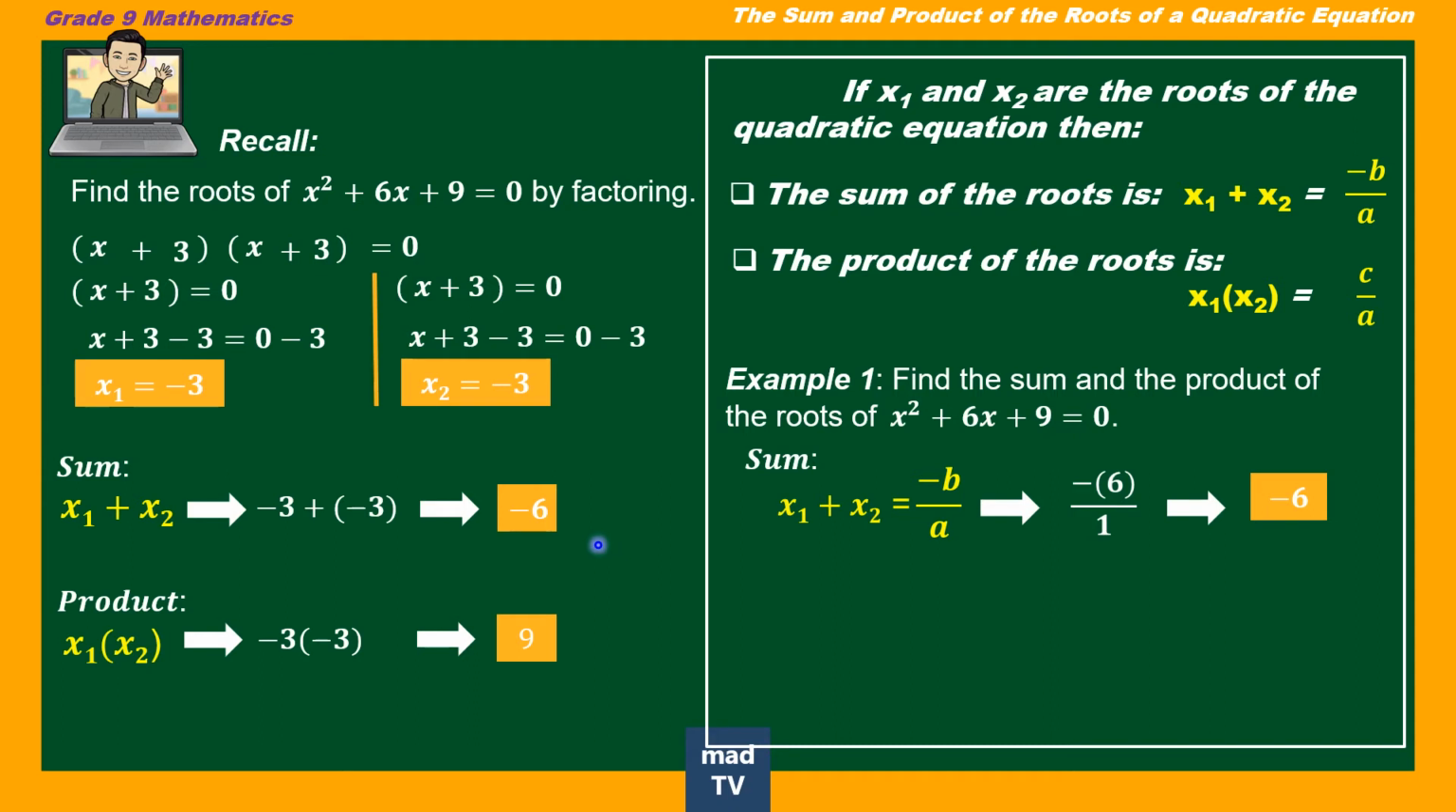Tama ba doon? Oo, tama. Ano? So, using the product formula, that is x sub 1 times x sub 2 is equal to c divided by a. So, what is our c? Ang c natin is 9. Ang a natin ay 1. And what is 9 divided by 1? That is 9. So, parehas lang. So, mas mabilis ito. Parehas din lang naman yung kalalabasan. Okay, so this is the shortcut method using the formula.